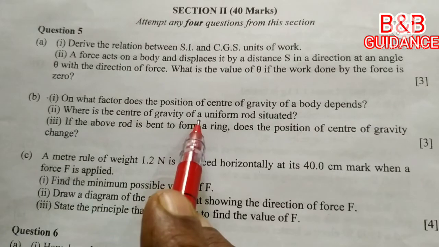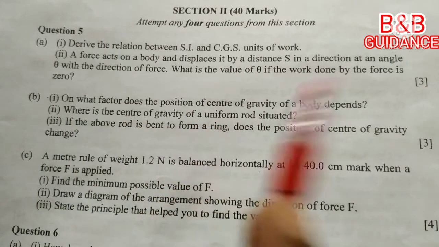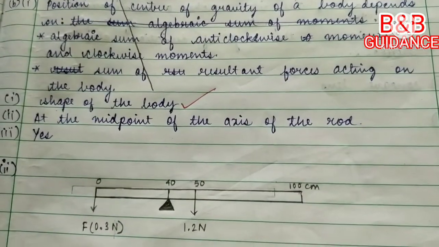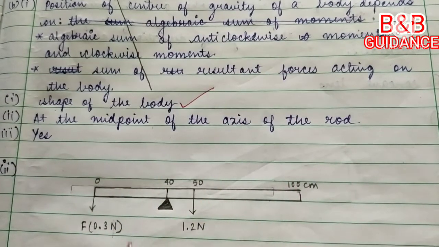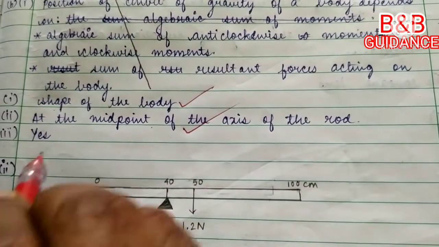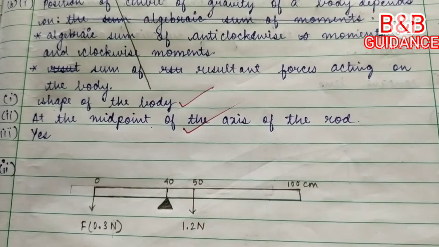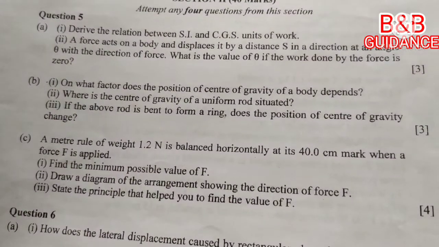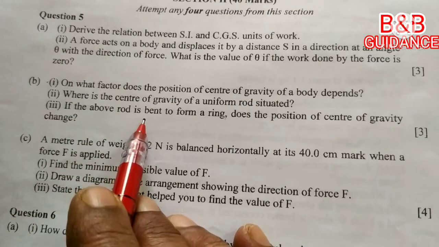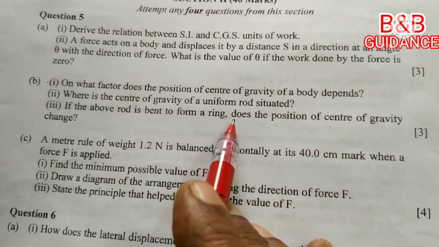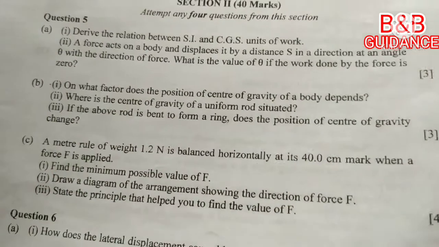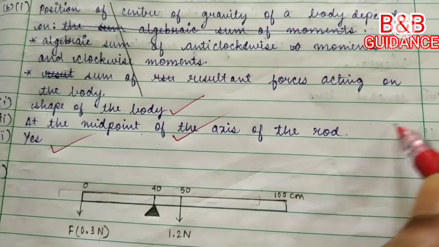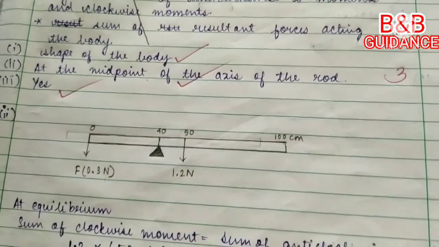Where is the center of gravity of a uniform rod situated? At the midpoint. At the midpoint of the rod, that is enough in fact. Next, if the above rod is bent to form a ring, does the position of center of gravity change? Yes. Okay, 3 marks.